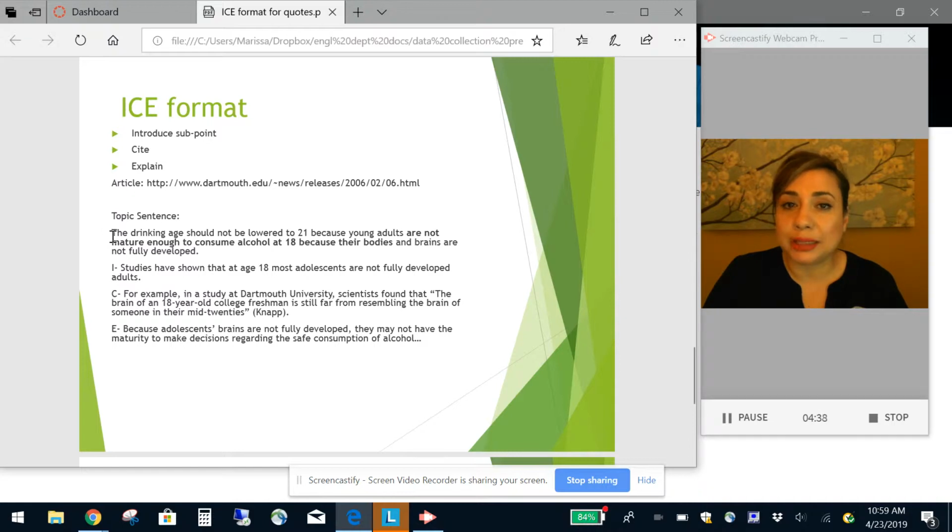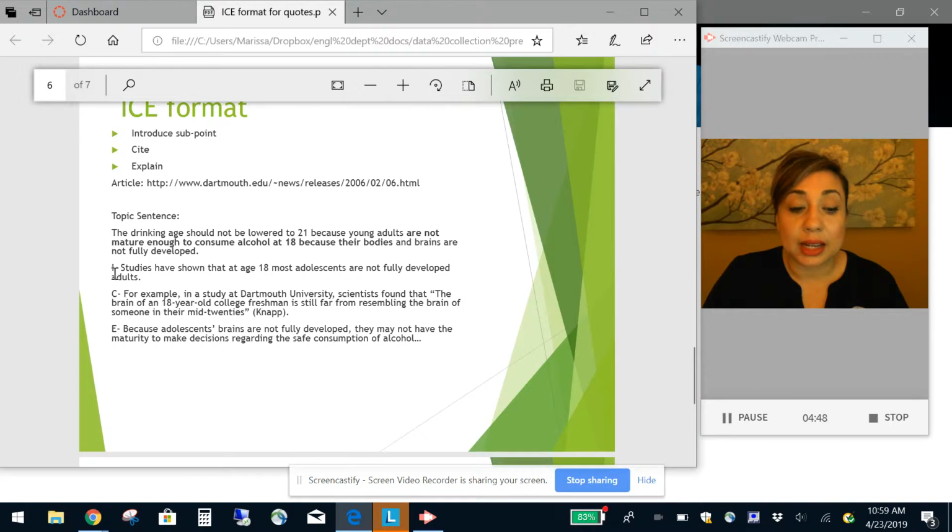So again, here's a topic sentence, the beginning of that paragraph. The drinking age should not be lowered because young adults are not mature enough to consume alcohol at 18 because their bodies and brains are not fully developed. Now introduce the idea about brains. Okay, studies have shown that at age 18, most adolescents are not fully developed adults.